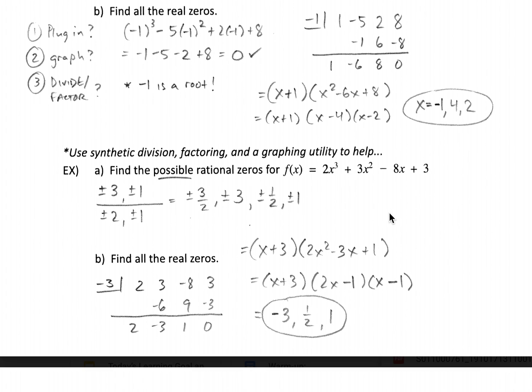Let's do another one, a little bit trickier now. Again, we can take that rational zero test and come up with some possible rational zeros that we can use to divide and factor. So we want factors of our constant 3 divided by factors of our leading coefficient of 2. 3 has 4 factors, positive and -3 and positive and -1. 2 has 4 factors, positive and -2 and positive and -1.